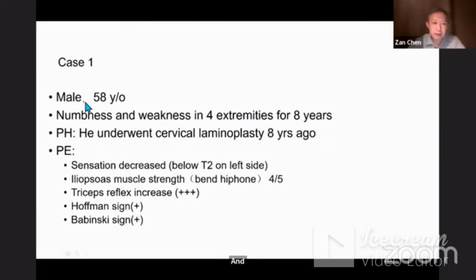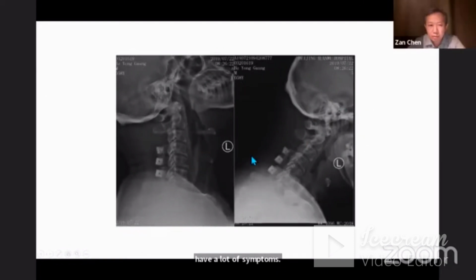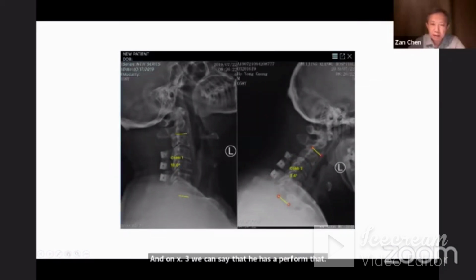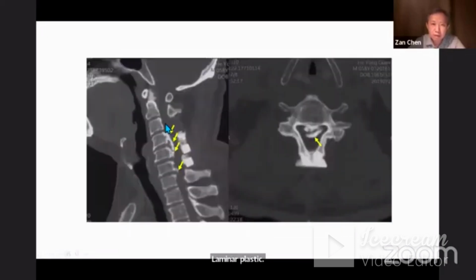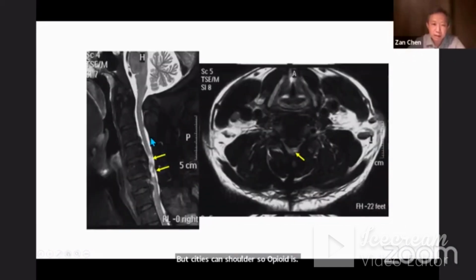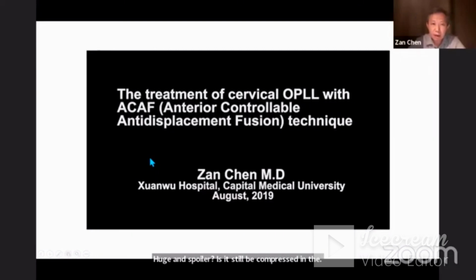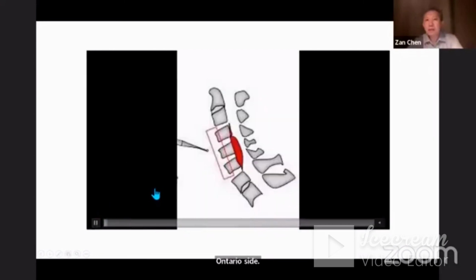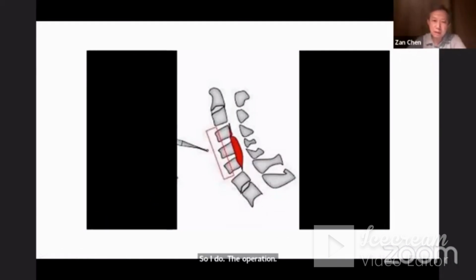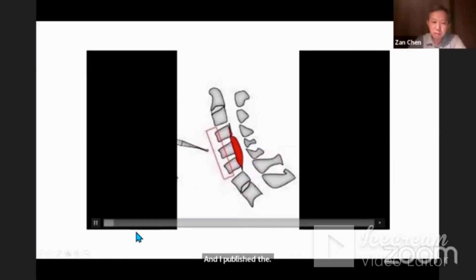I will show some cases. My first case is a male, 58 years old. He had a laminoplasty 8 years ago, but he still has a lot of symptoms. On X-ray, we can see that he has had a laminoplasty, but the CT scan showed the OPLL lesion is very huge, and the spinal cord is still compressed on the anterior side. So I did the operation, and I published my first case as a video.